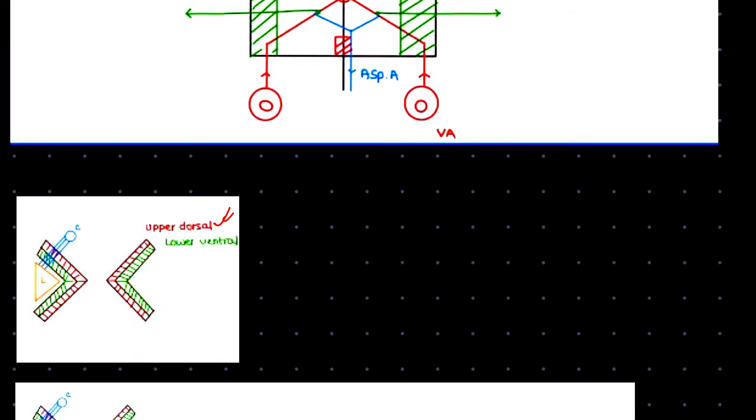Now this is divided into 2 parts: the upper dorsal part and the lower ventral part. In the upper dorsal part there is no confusion, there is one arterial supply. The upper dorsal part is supplied by the middle cerebral artery.